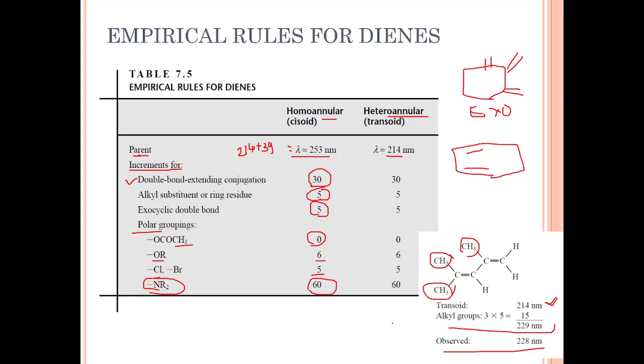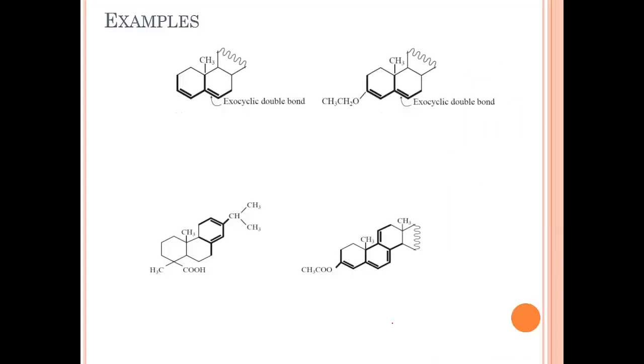Now let's see some examples, so the concept will be clearer. Friends, I have these four examples. Let's solve them one by one. So this is a transoid again. You can calculate with me: 214. Then this is the exocyclic double bond.